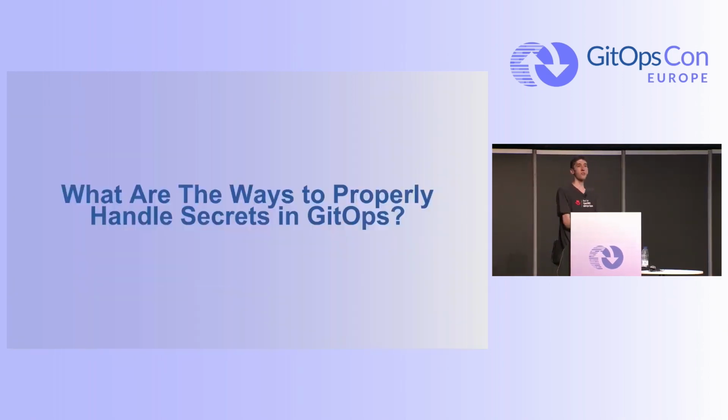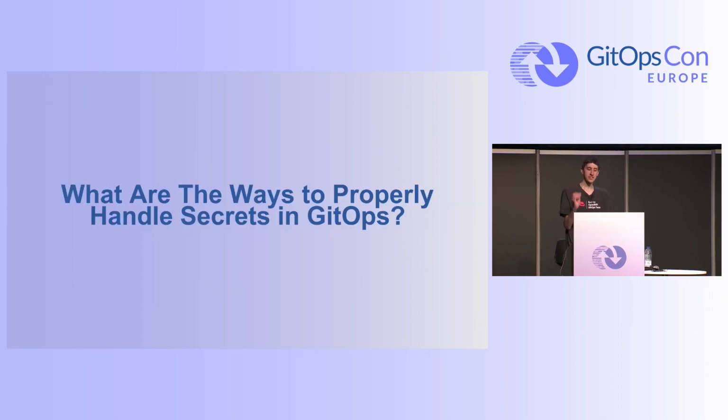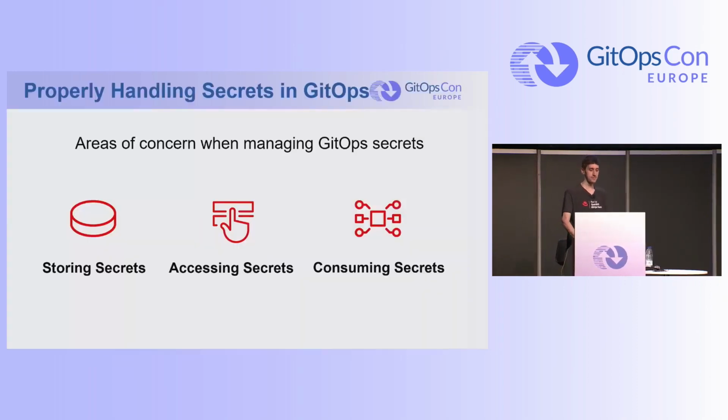So, most importantly, what are the proper ways to manage and handle secrets in GitOps? There are 3 areas that I'm going to touch upon. One is how you store your sensitive data. Two is how you access the sensitive data, the secrets. And three, once you have access to them, how do you consume them?